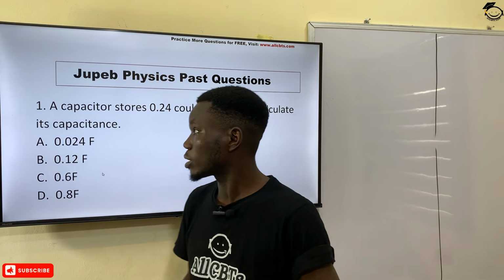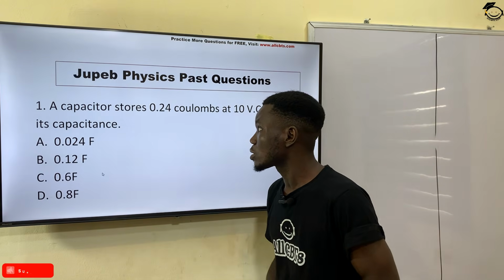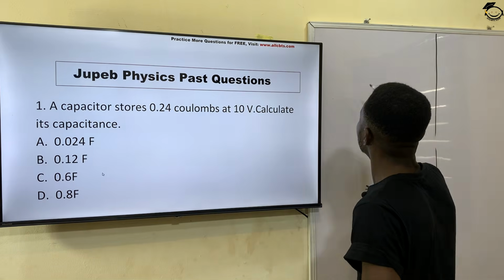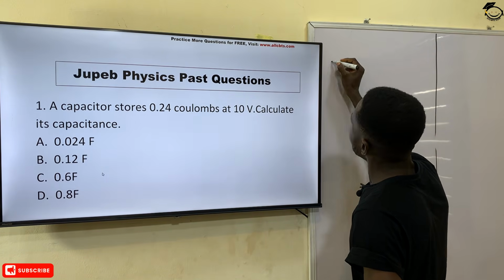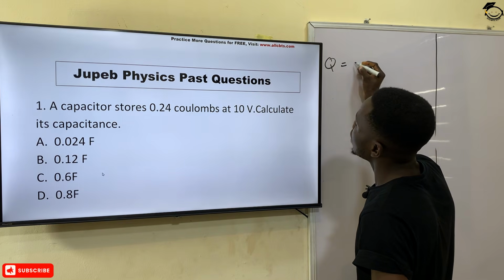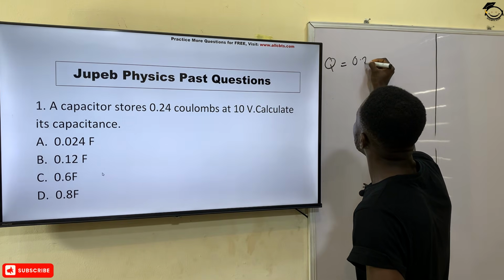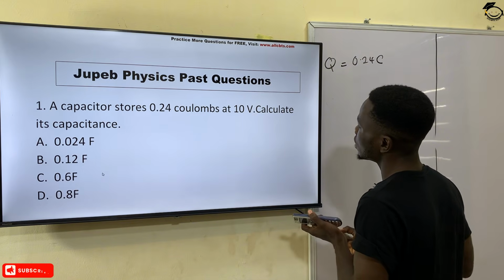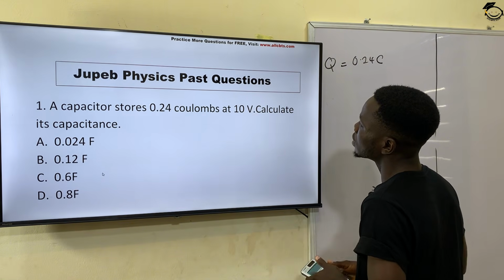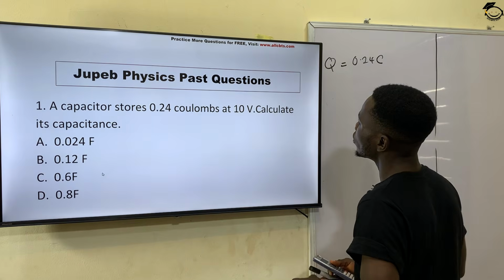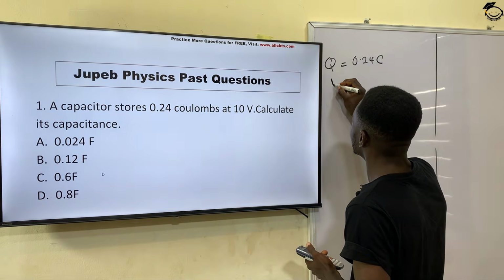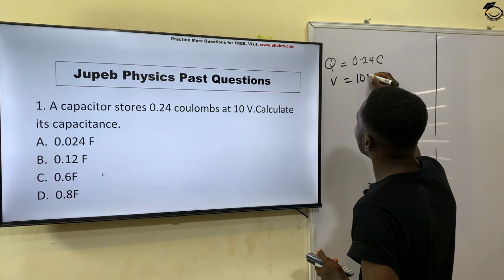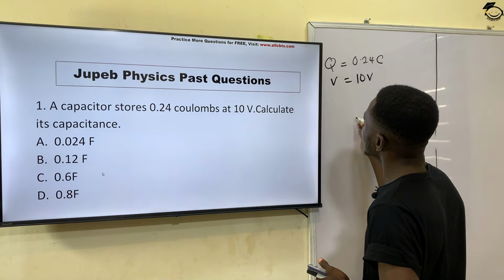The first question says, a capacitor stores 0.24 coulombs. So we have the quantity of charge here as 0.24 coulombs. And then it says that it stores it at 10 volts. So the voltage or potential difference in this question was given as 10 volts. The question says calculate its capacitance.